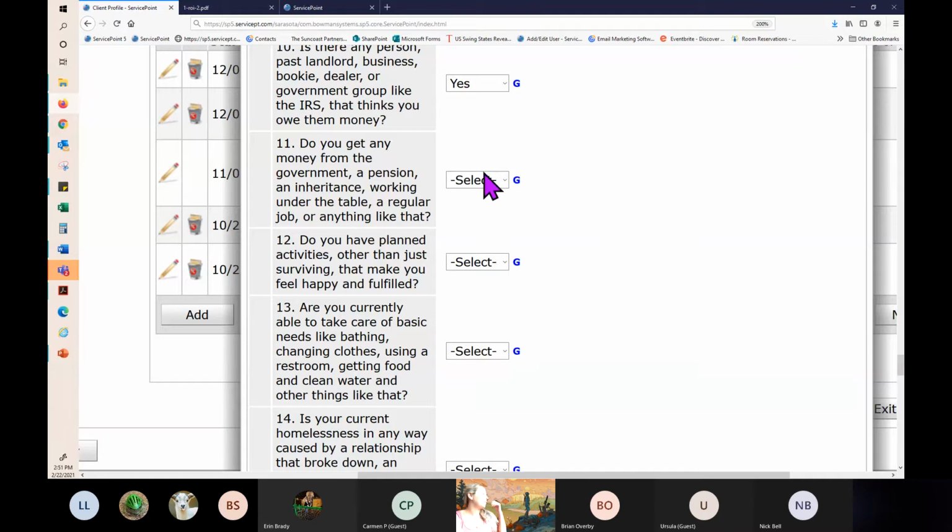Do you get any money from the government, a pension, inheritance, working under the table, or a regular job? Well, we will have already known this answer because the client identified earlier that they are receiving unemployment and child support. So oftentimes by the time we get to this question, we will know yes or no. But say earlier the client had said no, and now the client is saying, oh yeah, I have child support that comes to me.